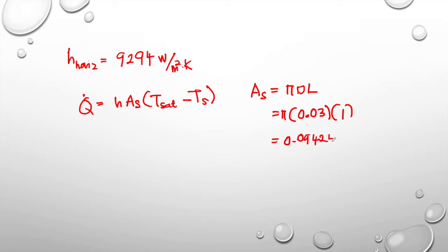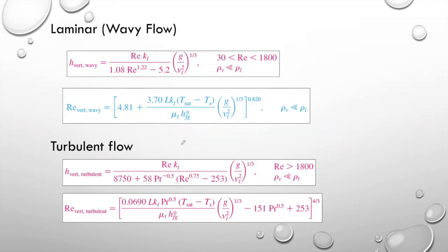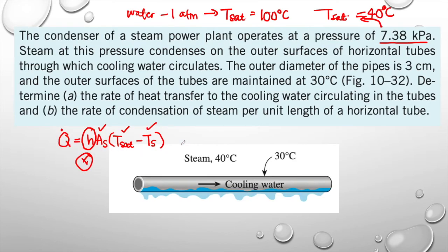Okay, and then what we get here, As is about 0.09425 meter square. So you already get your area, and after that you substitute into this equation, you will get your Q value, which is 8760 watt. So you already solved the first question here, to find what is the Q dot.